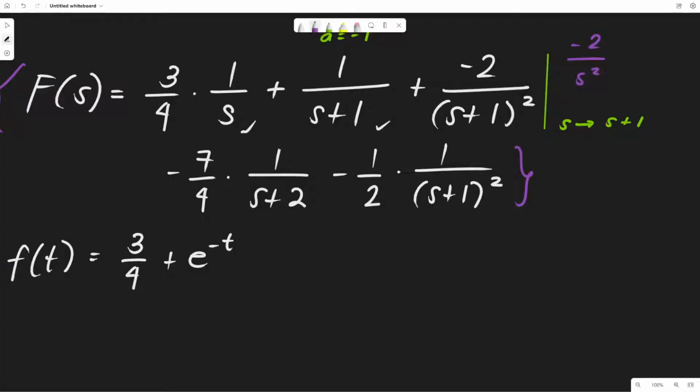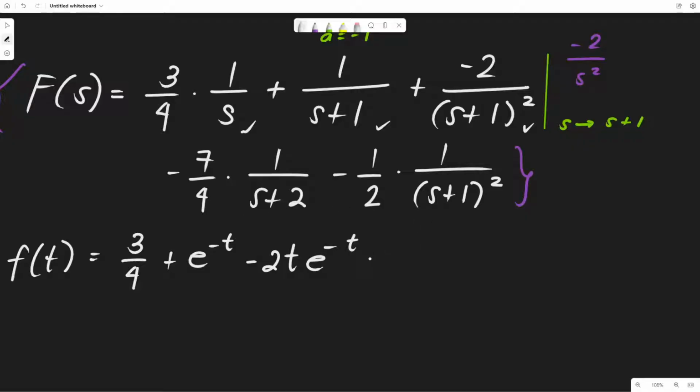And we know that when we have 1 over s squared, that is t. So we have minus 2t. Then our shift is e raised to negative t, because the value of a here is negative 1. So s to s minus a is the original. Okay, we're done here.